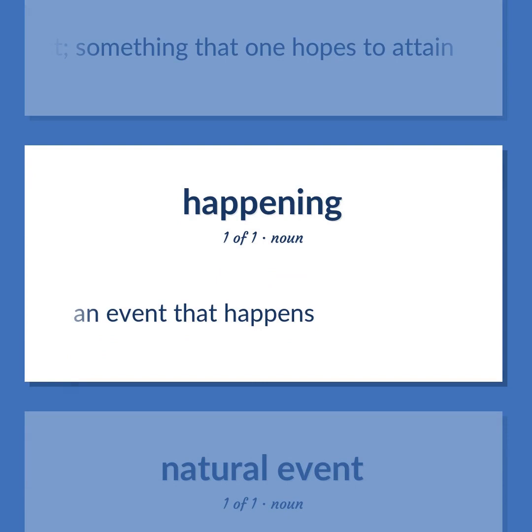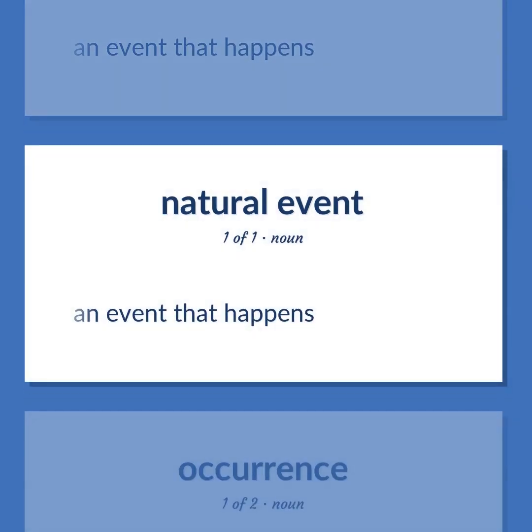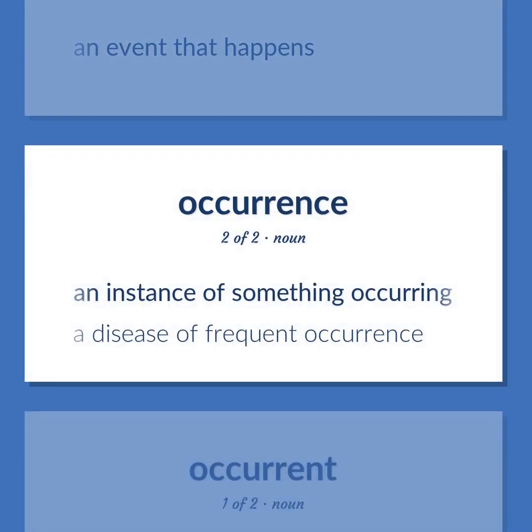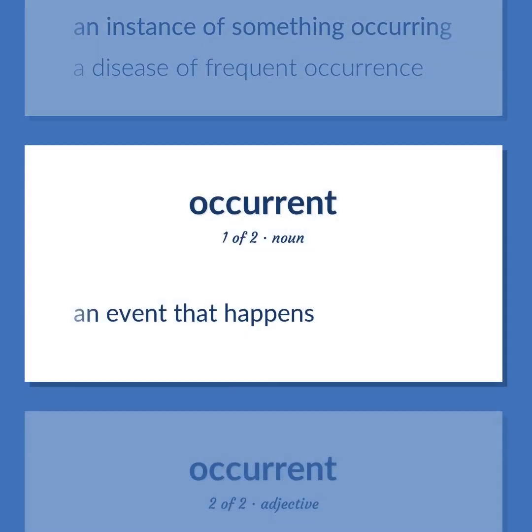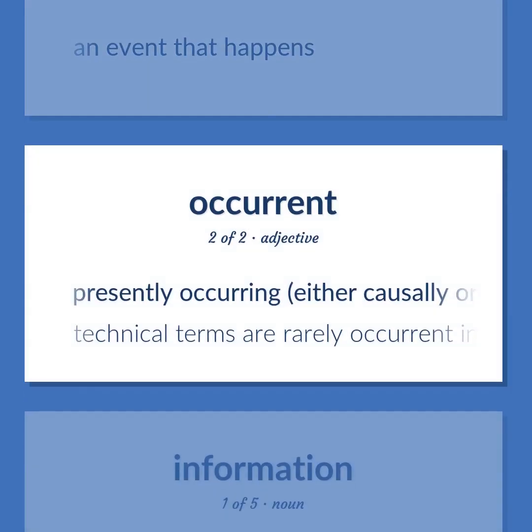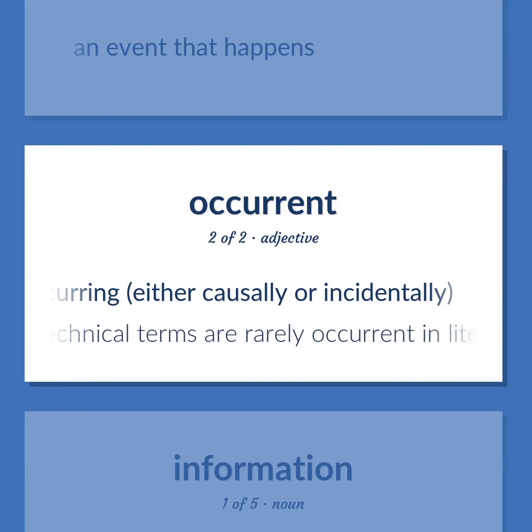An event that happens. An instance of something occurring. A disease of frequent occurrence. Presently occurring, either causally or incidentally. Technical terms are rarely occurrent in literature.